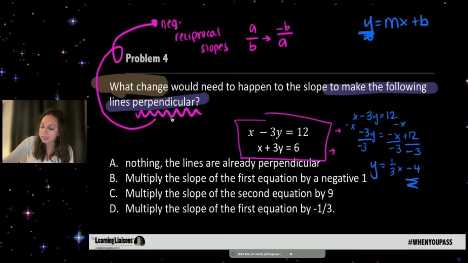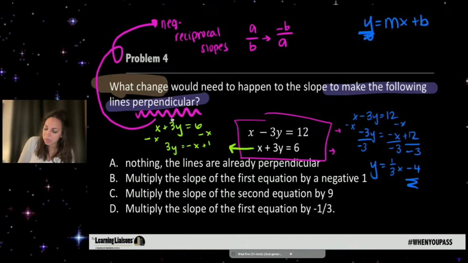Now, let's convert this equation. So I have x plus 3y equals 6. Subtract x from both sides. 3y equals negative x plus 6. And divide both by 3. So y equals negative 1/3 x plus 2.